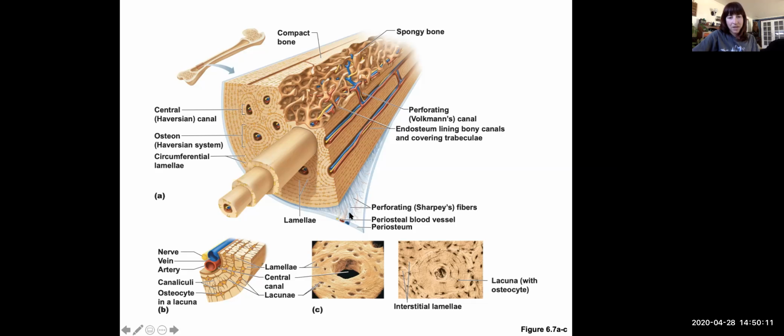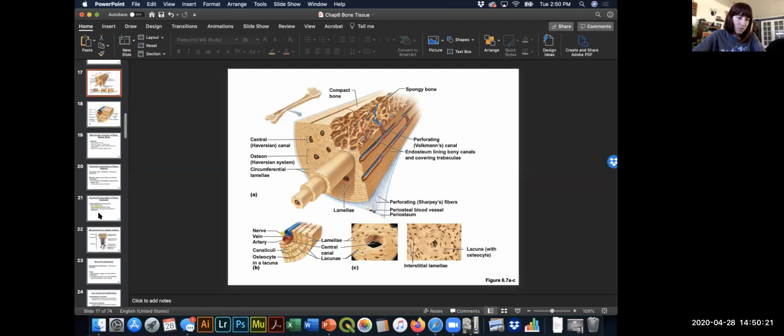Here's another view of the periosteum. So you can see. What is the bone remodeling? So the bone remodeling is, so we talked about various different types of bone growth and stuff, right?